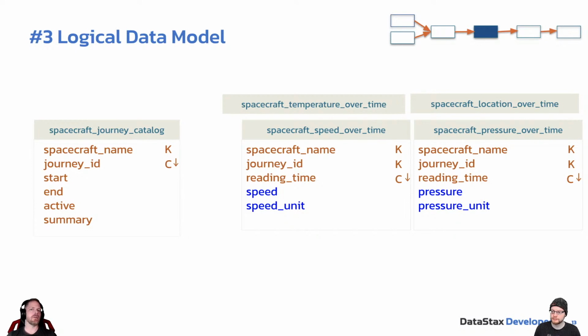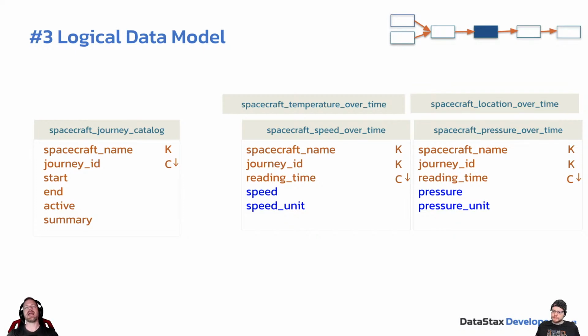So in Cassandra, just like relational databases, by the way, you have a concept of a primary key. What's the purpose of a primary key? It uniquely identifies a row. So spacecraft name and journey ID are going to be the things I'm going to use to uniquely identify a row. Anything else is just data.